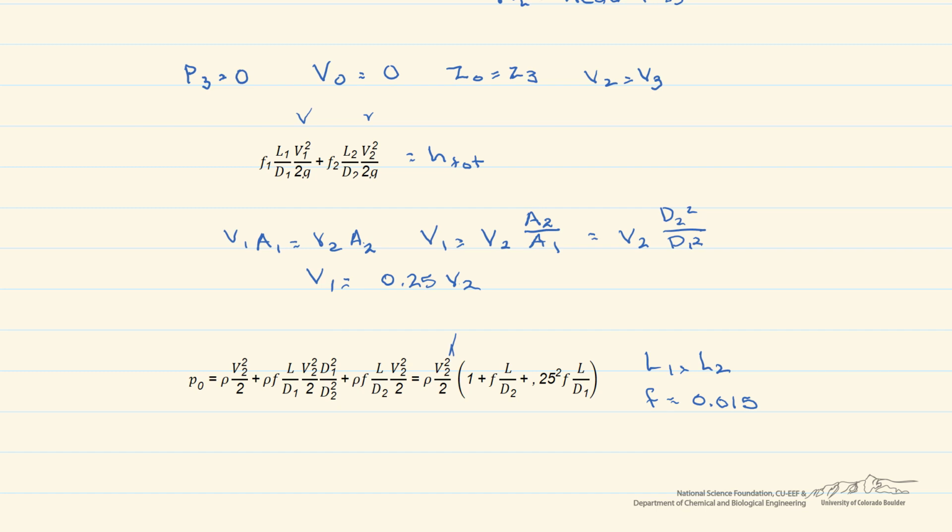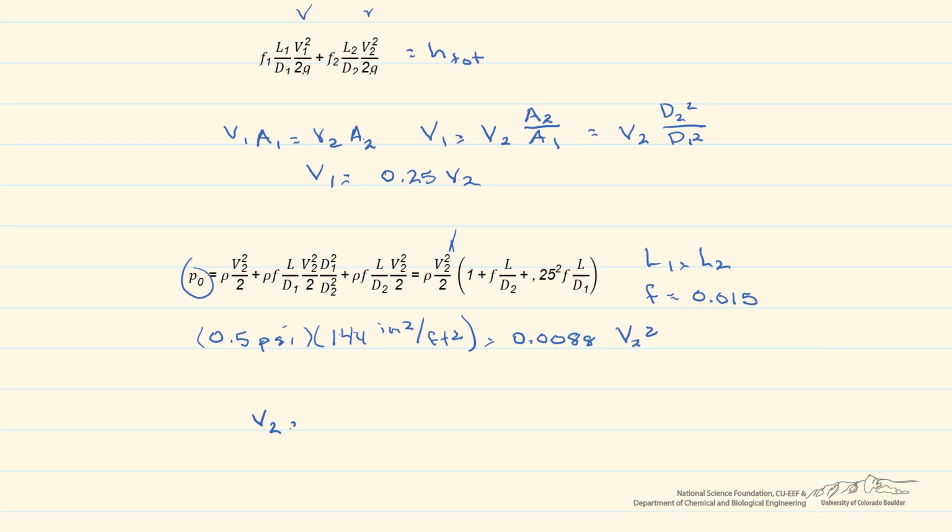So first of all, don't forget to put the diameters and pressure in terms of feet, and I'll show you here 0.5 psi has to be multiplied by 144 because that's square inches per feet squared, and that's going to be equal to 0.0088 V2 squared. And so now when we solve for V2, that's going to equal 90.4 feet per second.